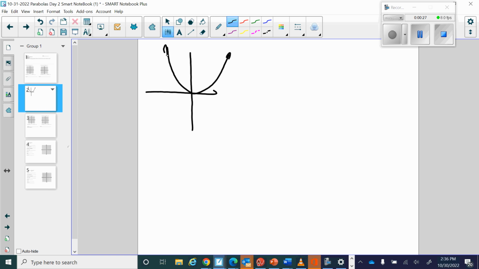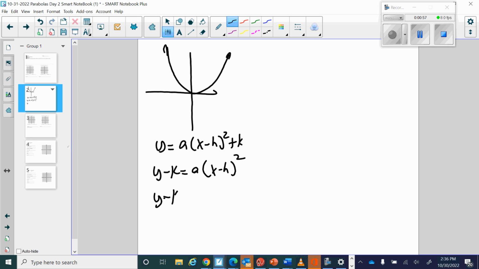And the equation in vertex form is y is equal to a times x minus h squared plus k. Right? And when we write it in general form, we just subtract k on both sides, and that gives me y minus k is equal to a times x minus h squared. And then, since we're working with directrix and focus, I can replace the a with 1 over 4p, so y minus k is equal to 1 over 4p times x minus h squared. Good?